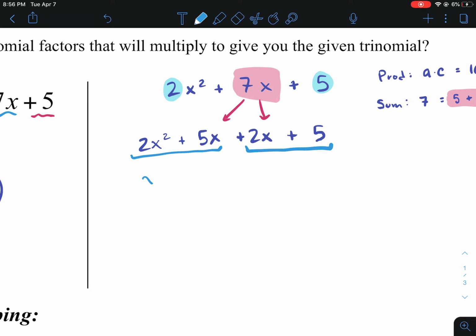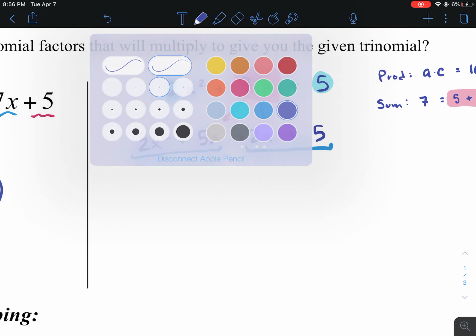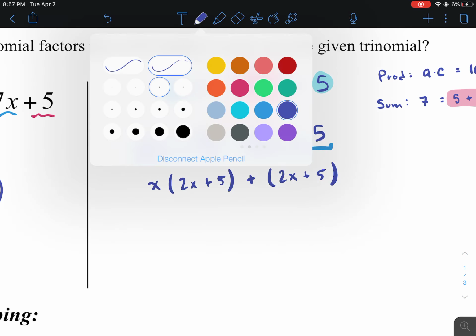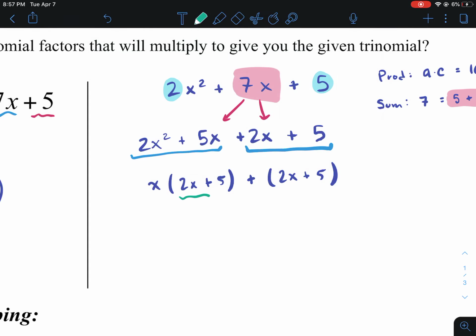So if I factor out that x, I'm going to be left with a 2x plus 5. And now the 2x and the 5 don't share a common factor, but look what we have. We have another 2x plus 5 here, right? So I'm going to write this as plus parentheses 2x plus 5 to show a new binomial GCF of 2x plus 5, right?